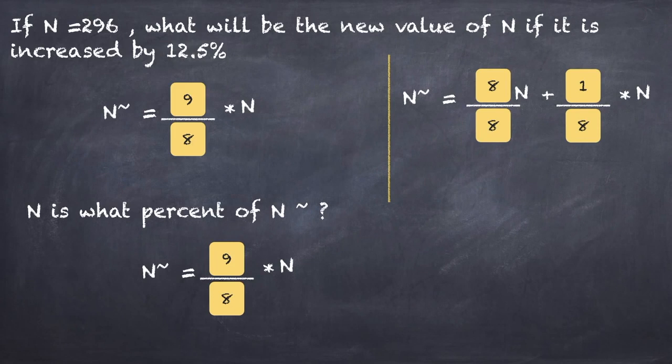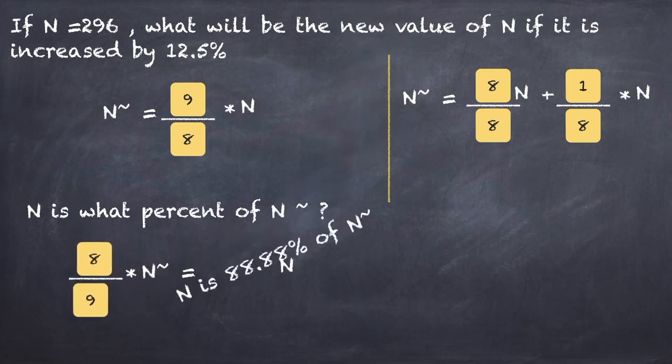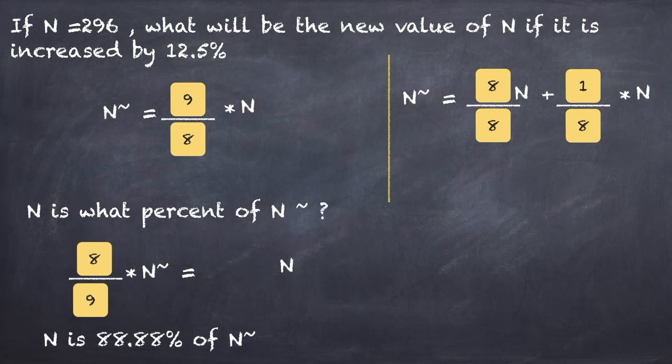So I already have that n dash is equal to 9 by 8 of n. All I have to do is flip the multiplying factor or find the reciprocal of it or cross multiply it on both sides and I'll get this form. So I'll get n is 8 by 9 of n dash. 1 by 9 is 11.11%. So 8 by 9 would be 88.88%. Okay.